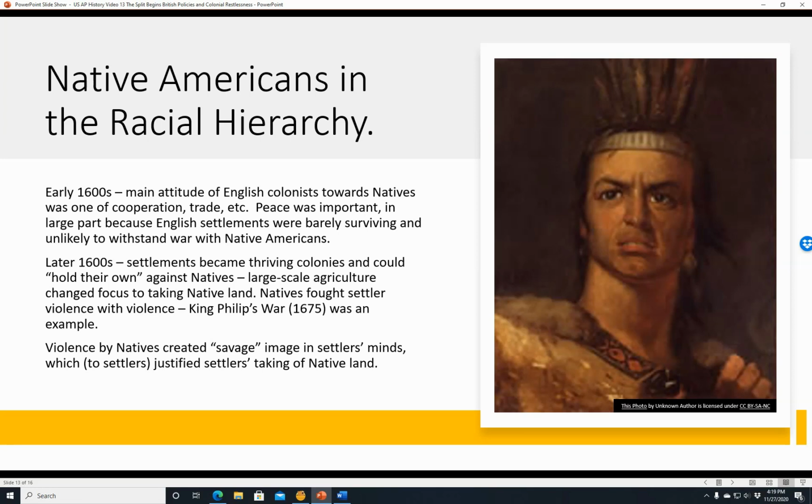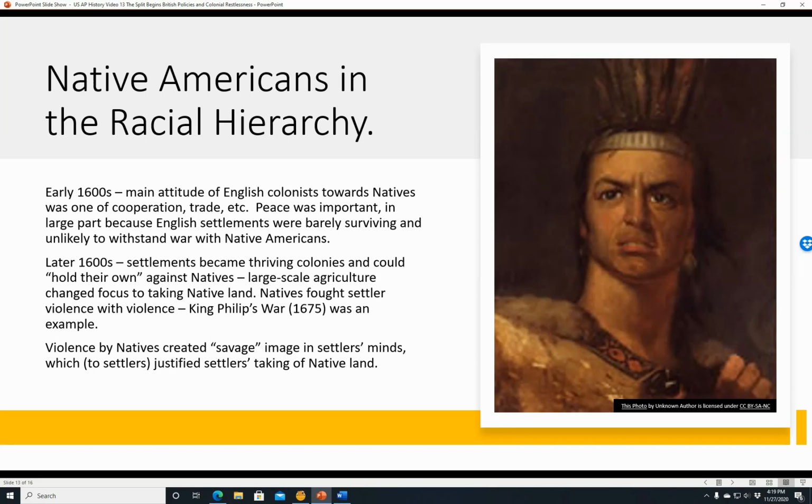settlements became thriving colonies and could hold their own against natives, so large-scale agriculture, which was also developing at that time, changed the focus to taking native land. Remember how we learned about tobacco crops and how that really depleted the soil, so you could only use your huge tobacco field for a few years before it would become no good, and then you would have to go claim some more land from the natives, and the natives were not too pleased about that. So the natives did fight violence with violence.